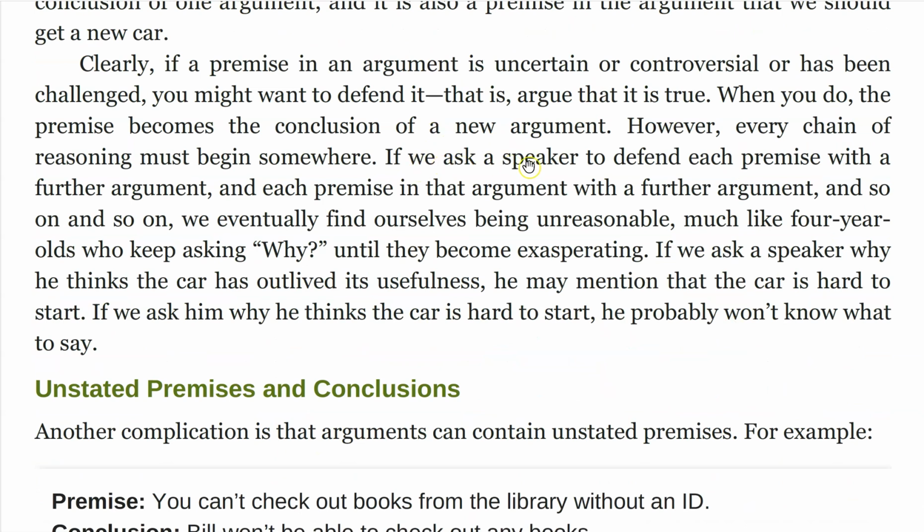If we ask a speaker to defend each premise with a further argument, and each premise in that argument with a further argument, and so on and so forth, we would eventually find ourselves being unreasonable, much like 4-year-olds who keep asking why. Every semester when I teach this, somebody who has children says, I just feel like I'm my kid now. This is obnoxious. That's okay. We don't take it that far. We don't exasperate our interlocutors.